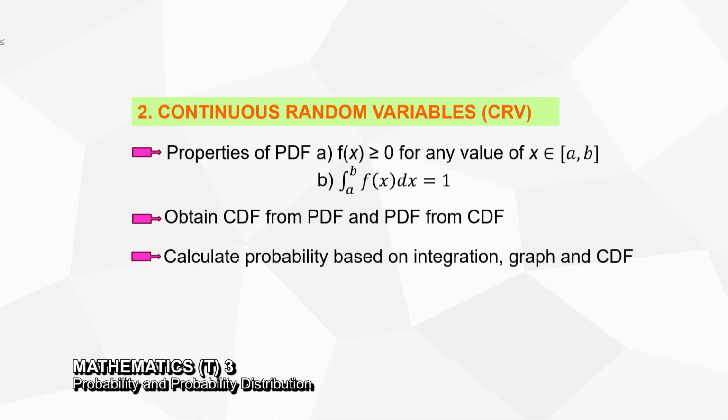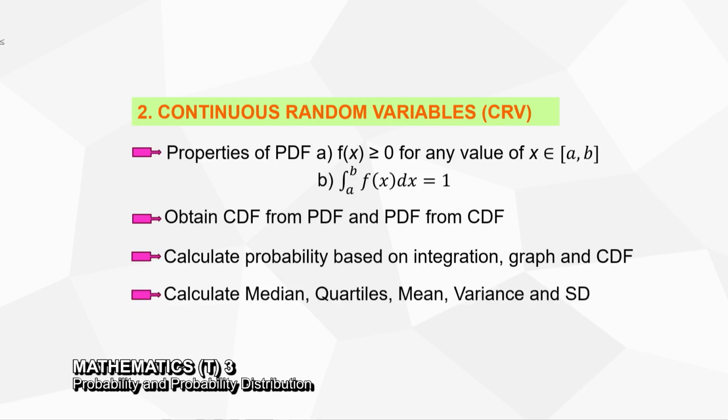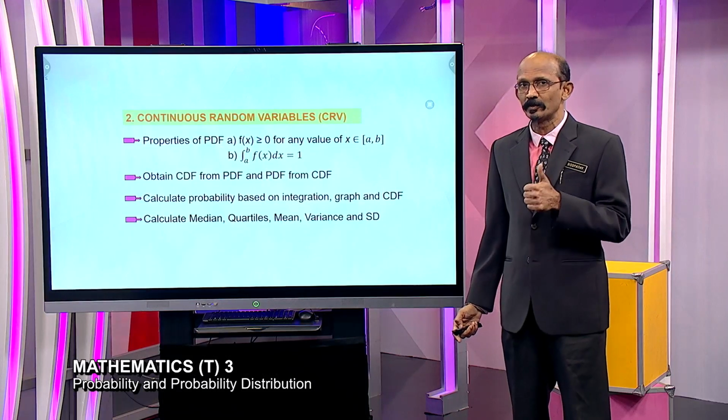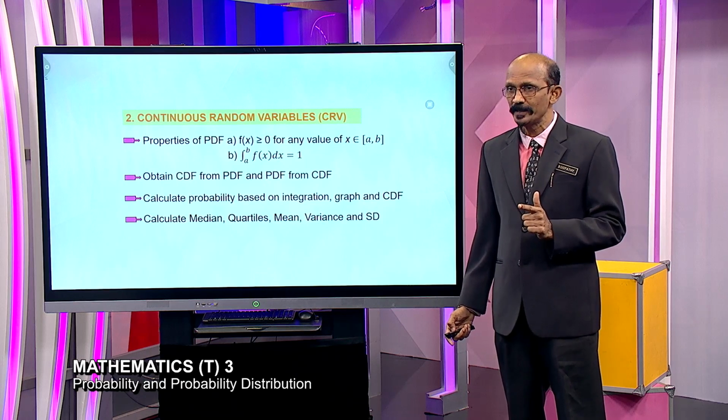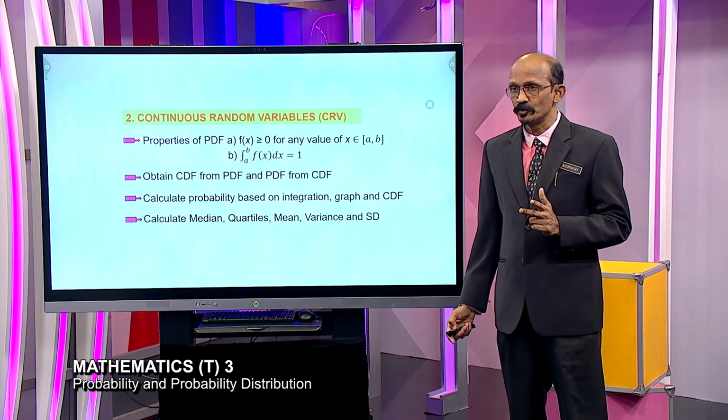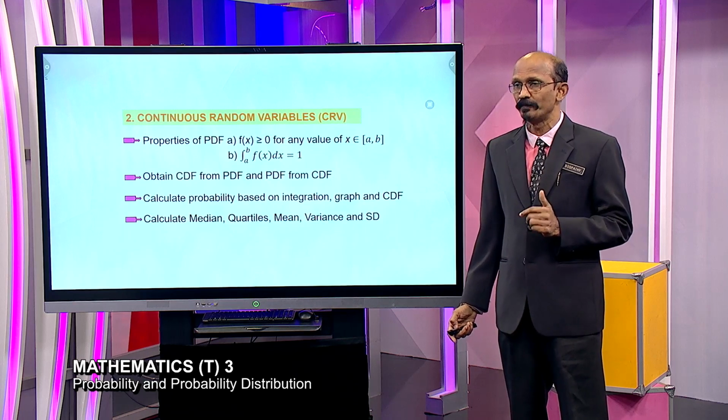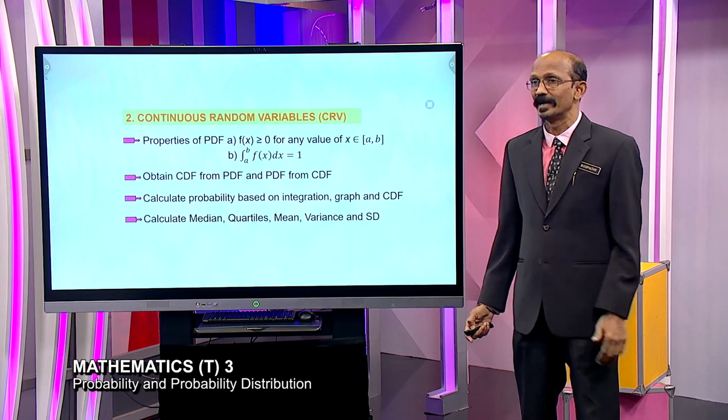And then use graph in the case of linear function. And then you can use CDF. So there are 3 ways to obtain your probability. And then the next one, you should be able to calculate median, quartile, mean, variance, SD. Here we got 4 steps. First, you have to define the formula correctly with the correct limit of integration. Second thing, you must do your integration properly. And then next one, you should integrate and substitute your value. And the last part, you will get your answer.